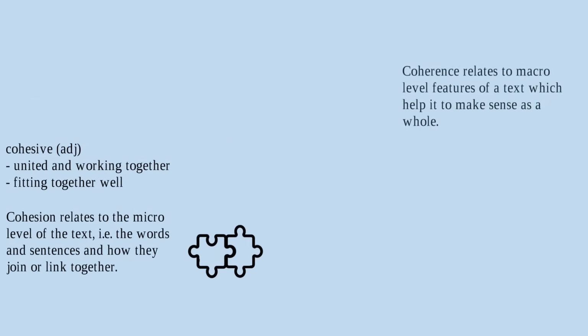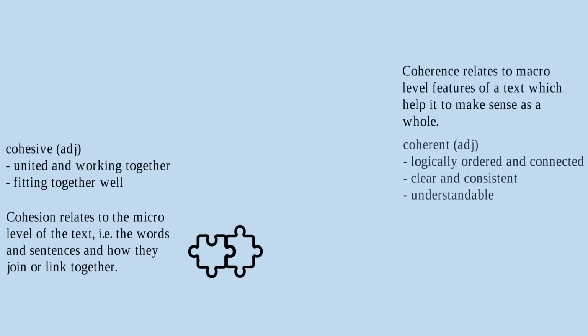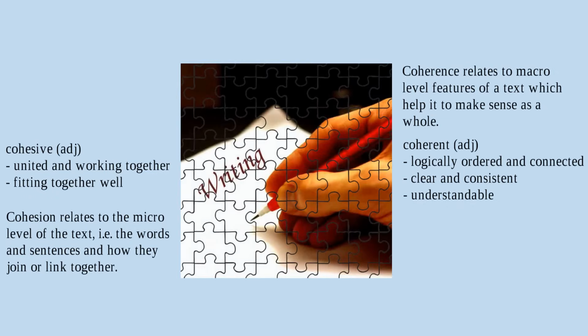Coherence, in contrast, relates to the macro-level features of a text, which help it to make sense as a whole. The related adjective is coherent, which means logically ordered and connected, clear and consistent, and understandable. And you can think of coherence as like the whole jigsaw puzzle, which will have a clear overall picture when all of the pieces are put together.